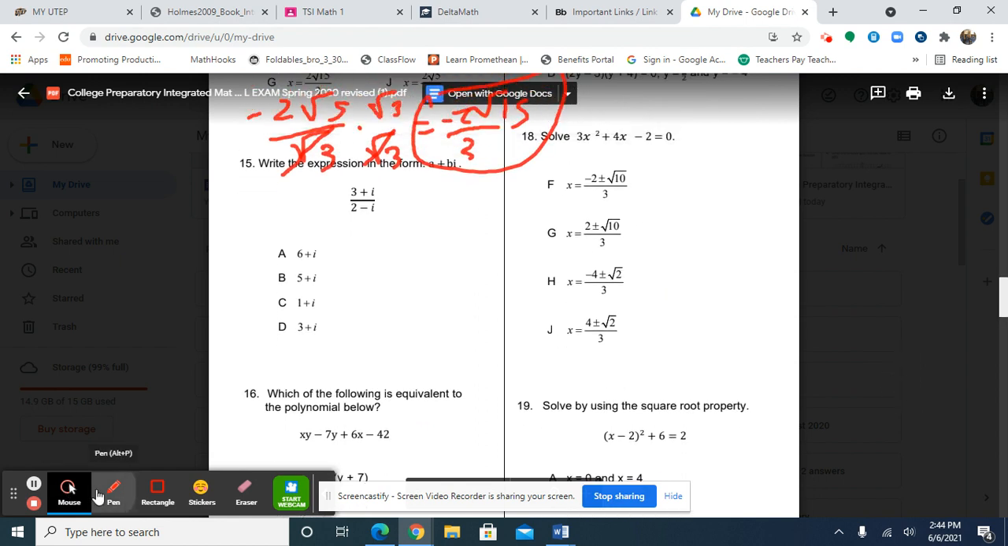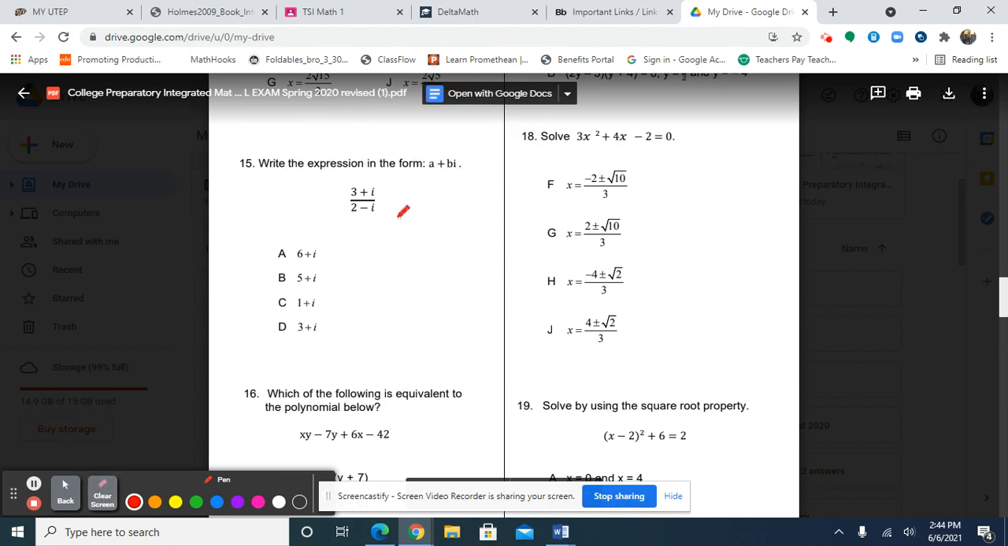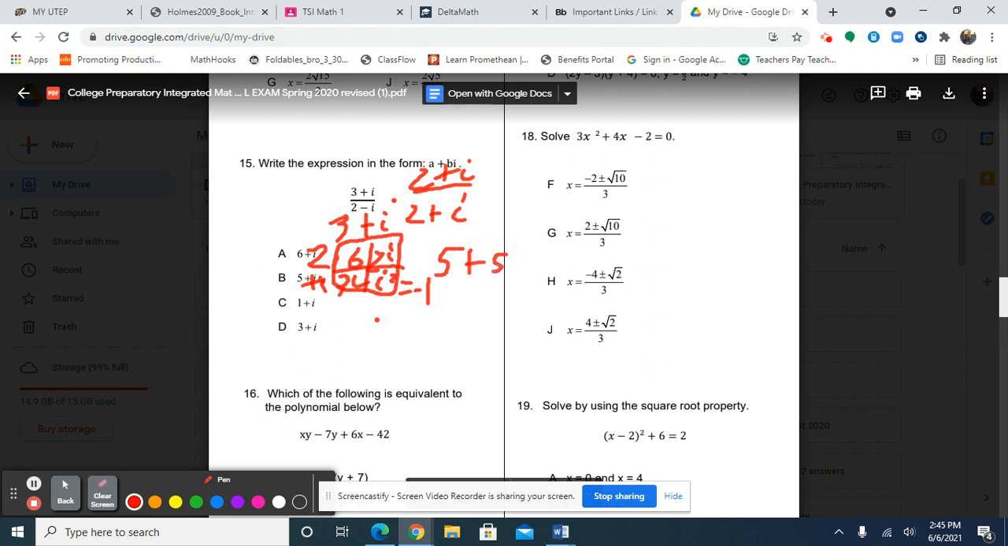Now looking at number 15, something similar where we need to get rid of that 2 minus i on the bottom. So we're going to multiply both sides by 2 plus i. So what this is going to cause is at the top we have 3 plus i, 2 plus i. So when we multiply all those together, we have 6, 3i, 2i, and then we have i squared. Now i squared turns to negative 1. So we have 6 minus 1, which is 5. And then we have 3i plus 2i, which is 5i.